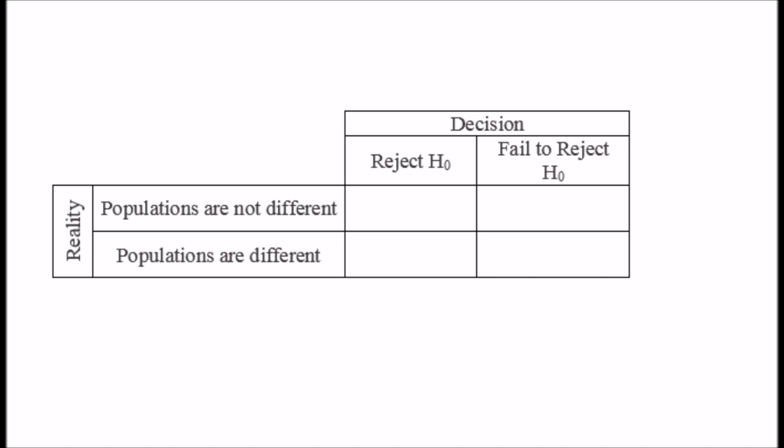Let's say you're looking to compare two populations to each other. You sample each population, and based on the statistical test you use, you decide that the two populations are different from one another. If, in reality, the populations are different, that's great. You have made a correct decision. However, if you decide the two populations are different when in reality there is no difference, you have made a mistake, and this mistake is called a type 1 error.